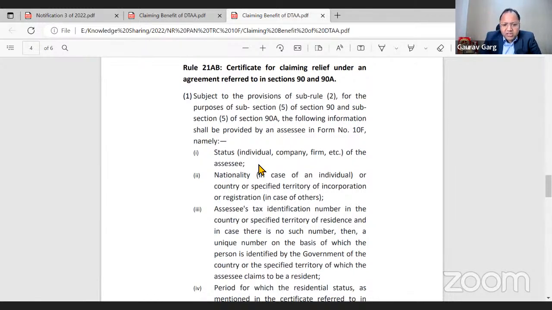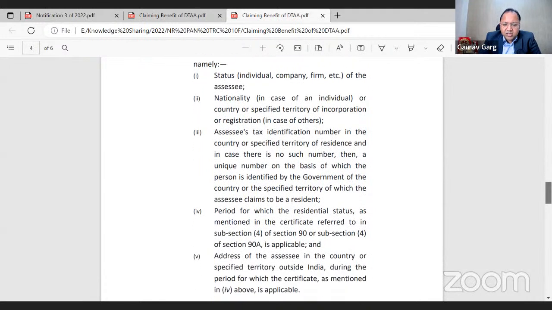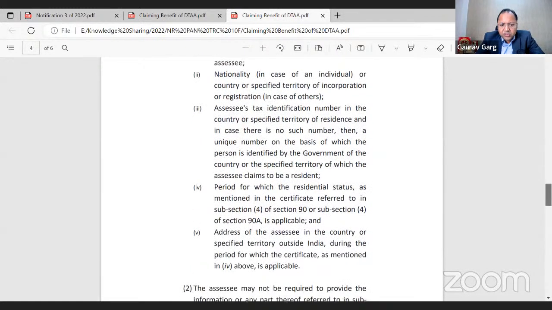And the information is status, nationality, assessee's tax identification number in the country or specified territory of residence, in case there is no such number, period for which residential status is mentioned, and address of the assessee. So all this information one needs to submit in form 10F, and interestingly, you will not find permanent account number written in sub rule 1. There are only 4-5 pieces of information which are given.